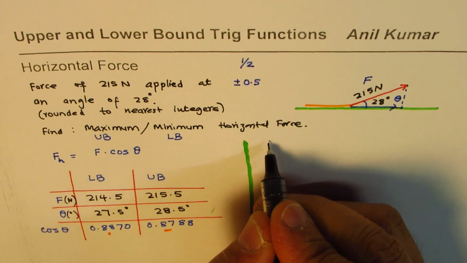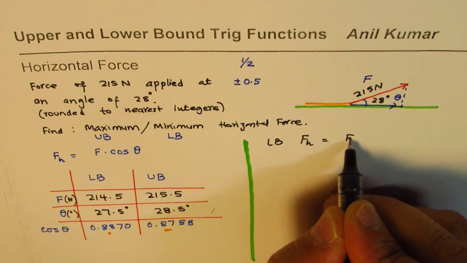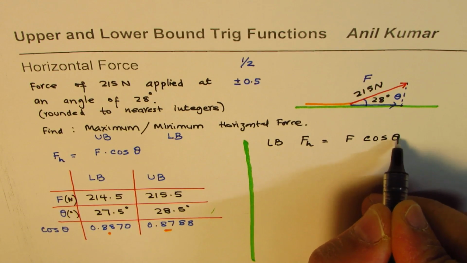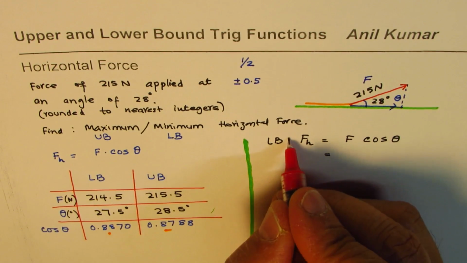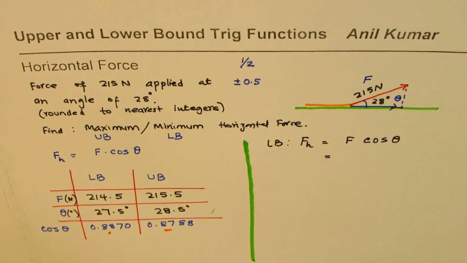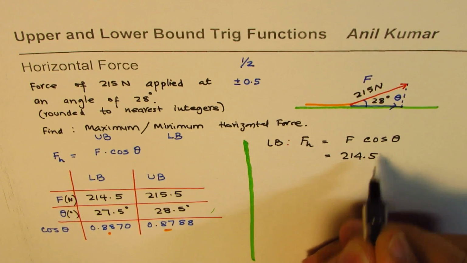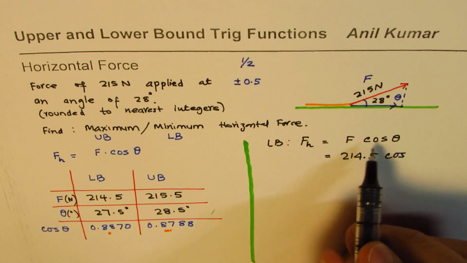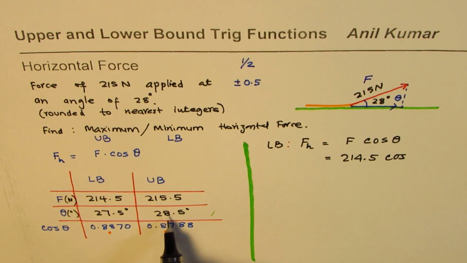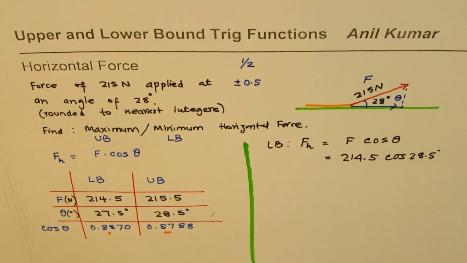Now, let's get back to the question. If I have to calculate the lower bound for my horizontal component, which is f cos theta, then for the lower bound, which value of f should I take? Well, of course, the lower value, which is 214.5, right? Now, for theta, which value should I take? That's a big question, right? Since we saw that cos theta is lower for higher angle, we'll take 28.5 here. Do you see that? And then calculate the value. You get the idea, right?